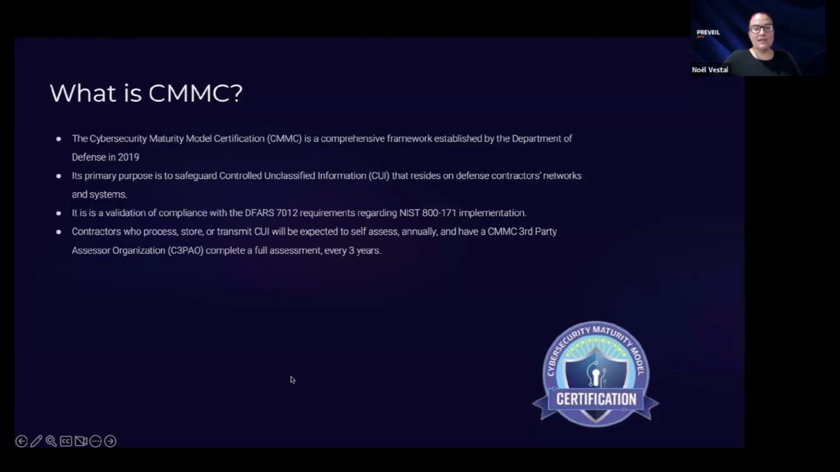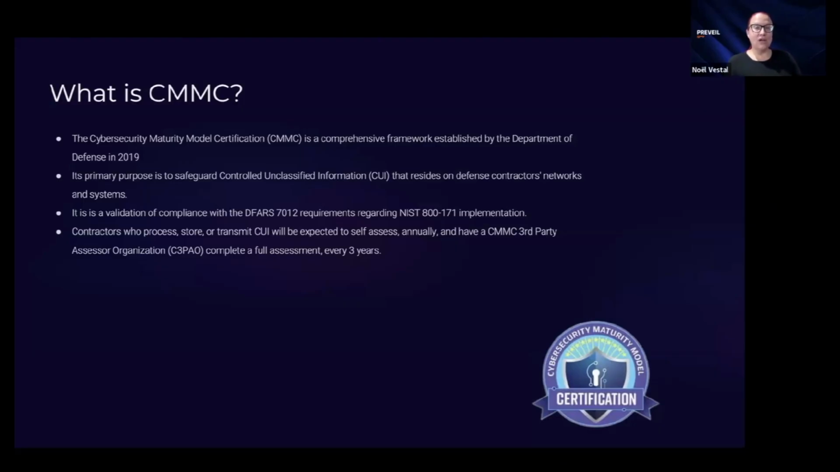Contractors who possess, process, store, or transmit CUI will be expected to self-assess annually. That's going to be forever. You're always going to be expected. If you are familiar with the SPRS system, that is the Supplier Performance Risk System that the government uses internally. If you have an active contract with the DoD, you probably already have put in a SPRS score, and that SPRS score is directly associated with NIST 800-171 implementation. Again, this is all wrapped around CUI processing, storing, and transmitting.